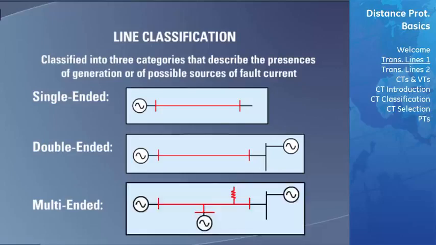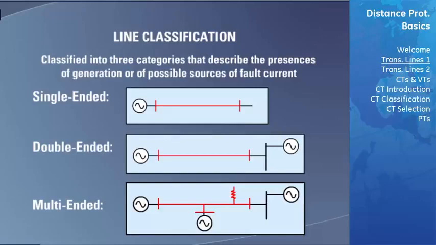A multi-ended line has more than 2 boundaries, each of which can have a source of fault current available. For this type of line, the direction of normal power flow can be highly variable, and at the time of a fault on the transmission line, the fault will be fed from many different locations.